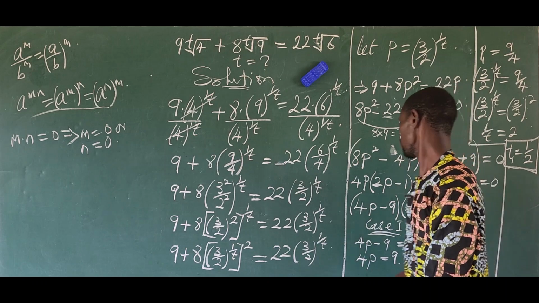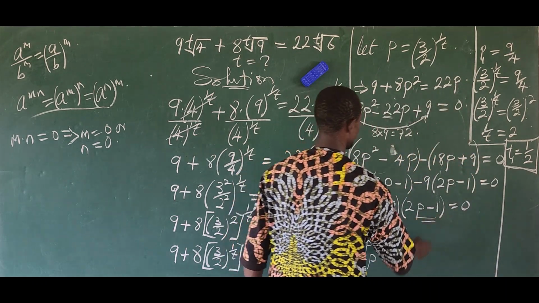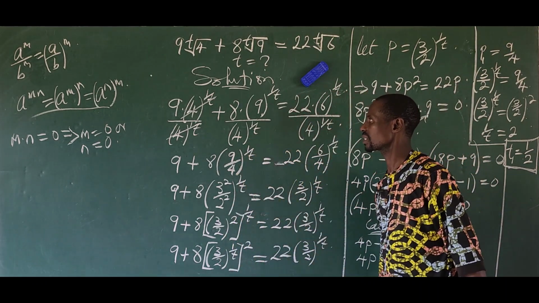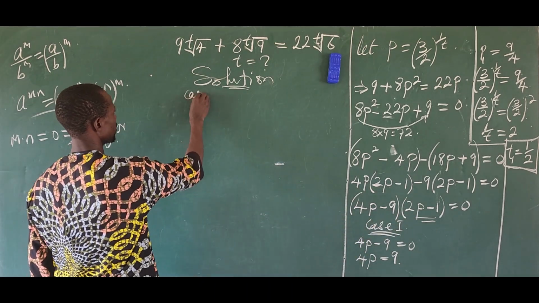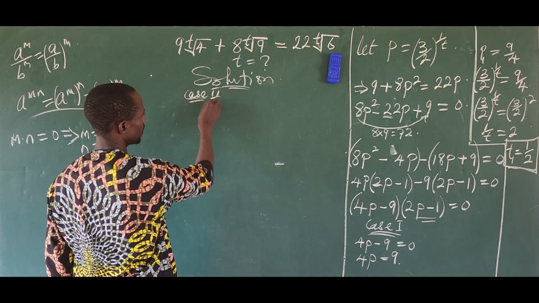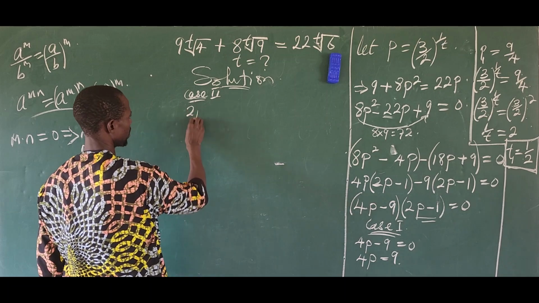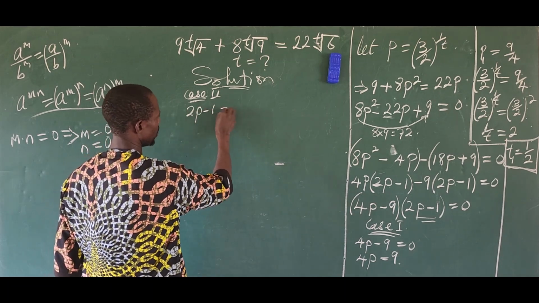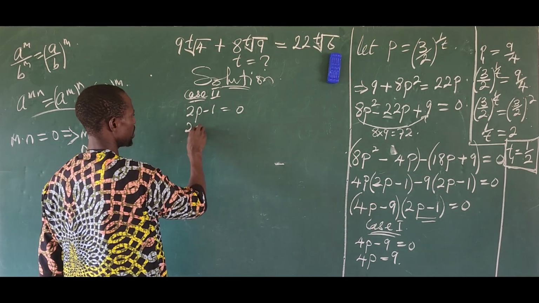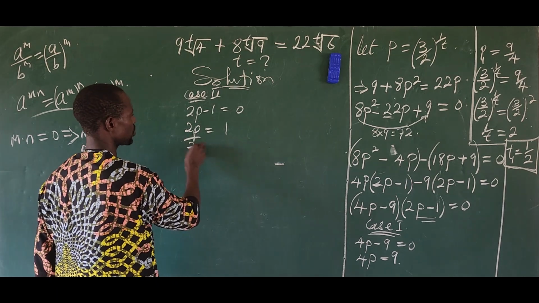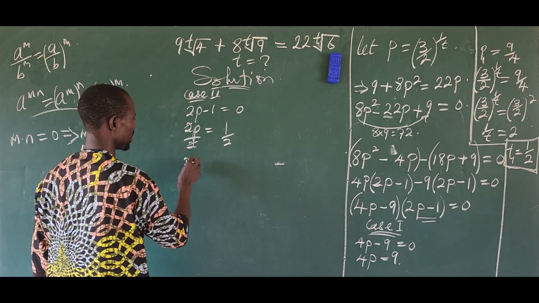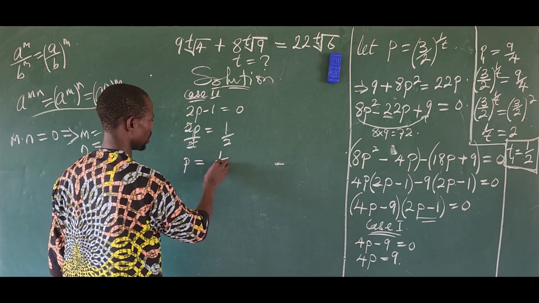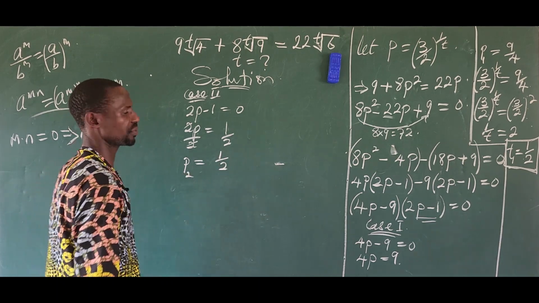Okay, so let's solve for case 2. Let's erase this other side. Considering our case 2, we have 2p minus 1 equal to 0. So 2p is equal to 1. Divide by 2, divide by 2. This leaves us with p equal to 1 over 2. So this is our p2.